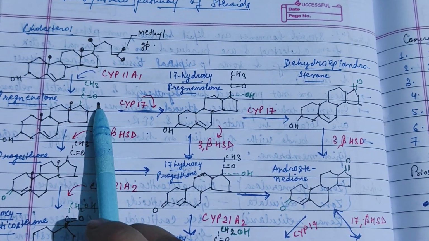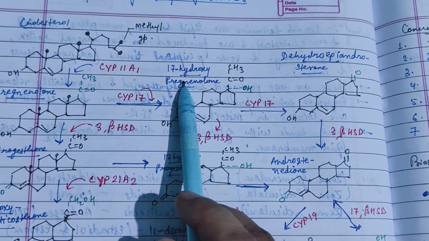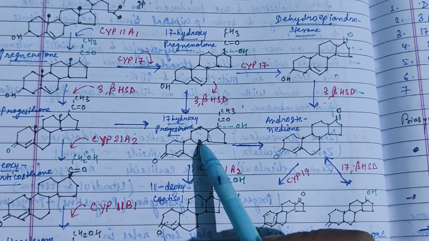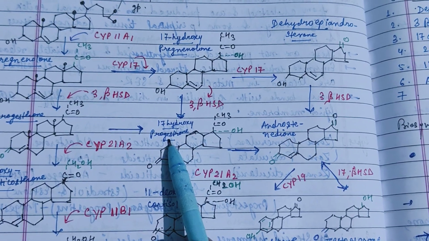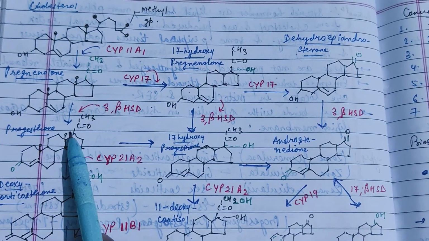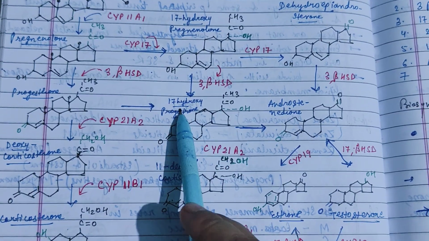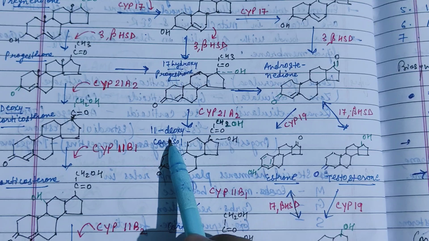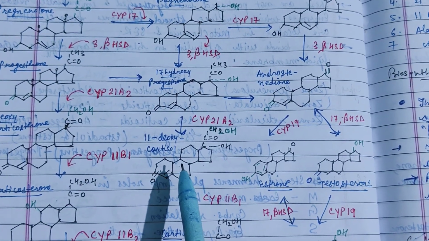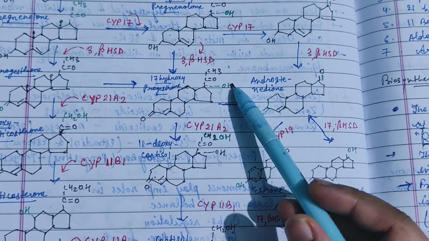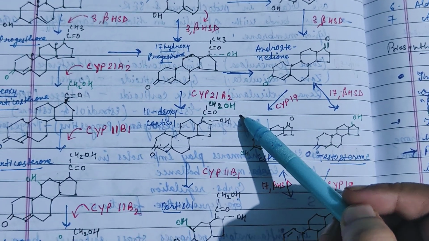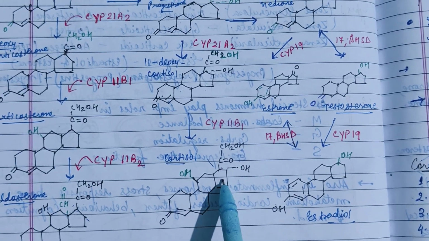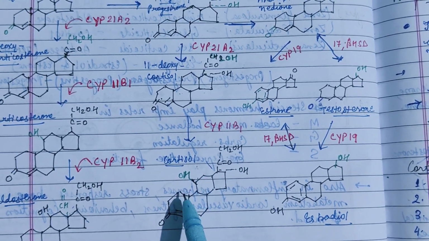In the pregnenolone structure, when OH is added, it is known as 17-hydroxypregnenolone, and it is convertible into 17-hydroxyprogesterone, in which OH is added to progesterone. Then it is converted into 11-deoxycortisol. In this, the CH3 is replaced by the CH2OH group, and then it forms the cortisol structure, in which an OH is added on it.